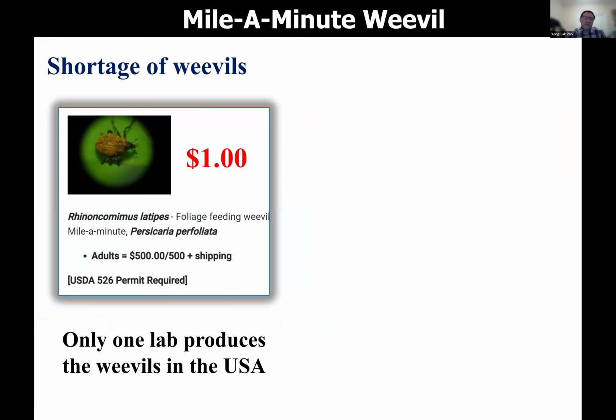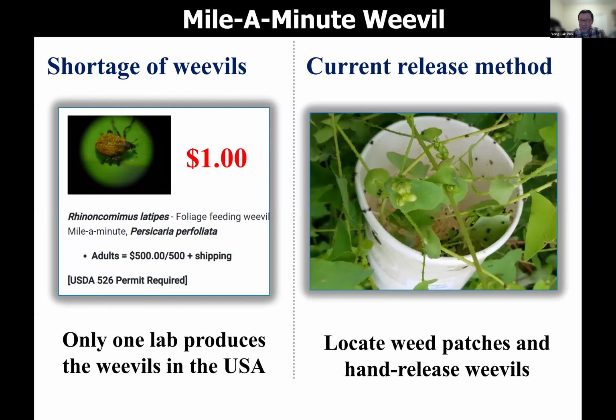Before that, there's a problem. This insect is $1 per bug. Can you believe this small insect is $1 per bug? It's so expensive, so we cannot just release it. We have to carefully release it onto the patches of mile-a-minute weed. So this is how we release: we put them in a cup and nicely place it under the mile-a-minute weed.